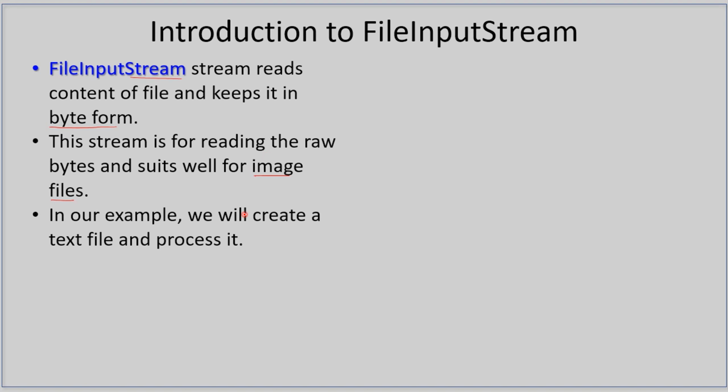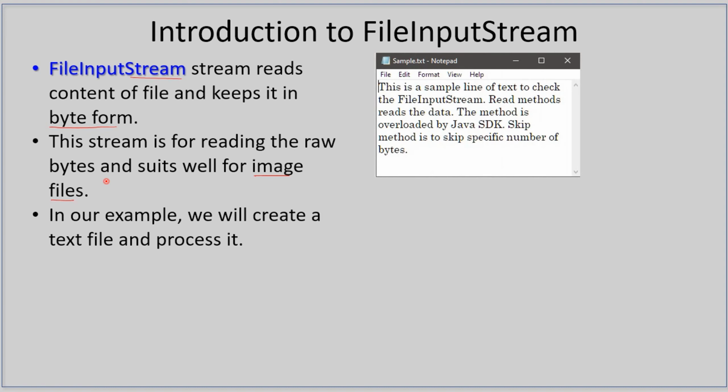In our example, even though we use a file input stream, we will create a text file and process it using the file input stream. So here is the text input content. You can create any text file and you can save it for the demo purpose. Here I created a file called sample.txt, and here is the content for that sample.txt.